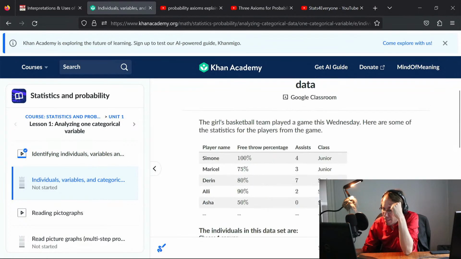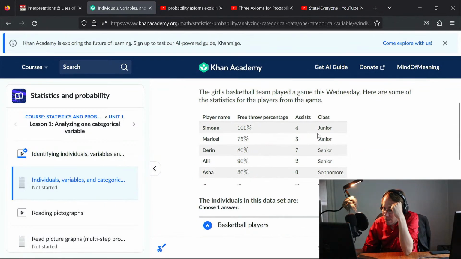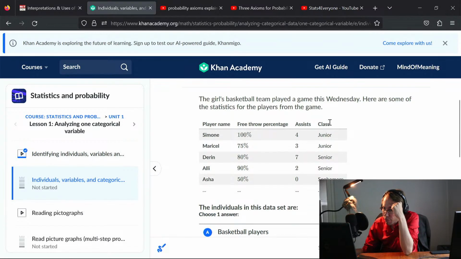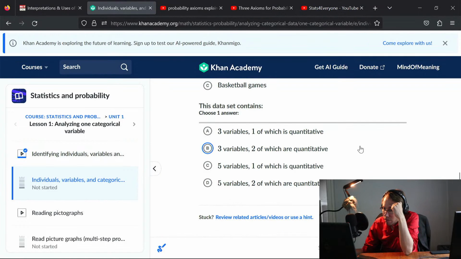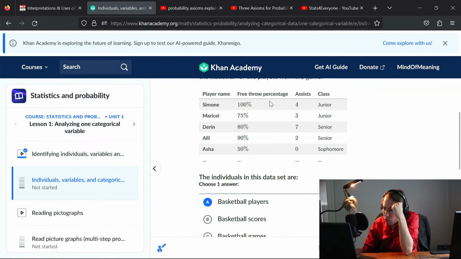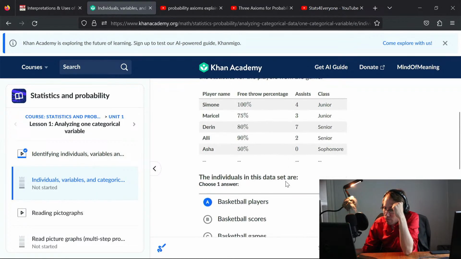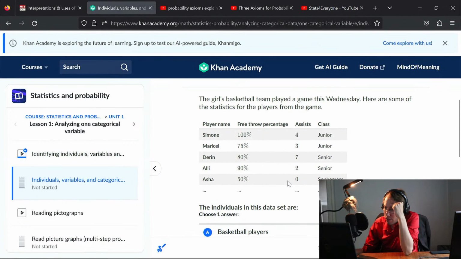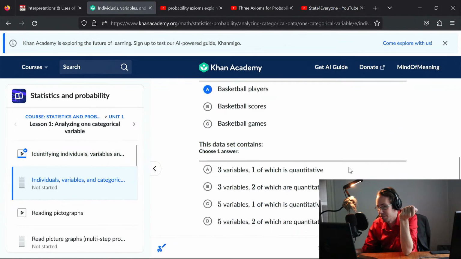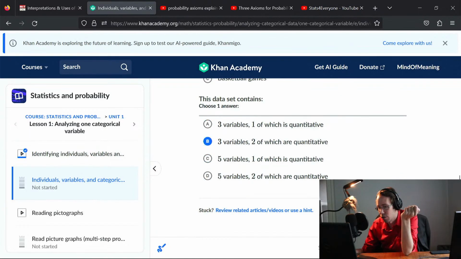Am I crazy? Is there like a 1, 2, 3, 4? Quantitative, quantitative, quantitative, quantitative. Well, there's 2 quantitatives. So it's one of these 3 variables. Oh, I get it. Okay, so yeah. There's 3. Right, and these are not variables, these are the individuals, right? So it's 3 variables, 2 of which are quantitative. Ha ha ha, very funny.